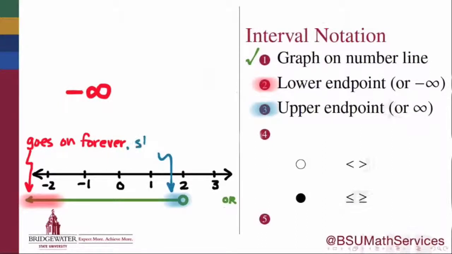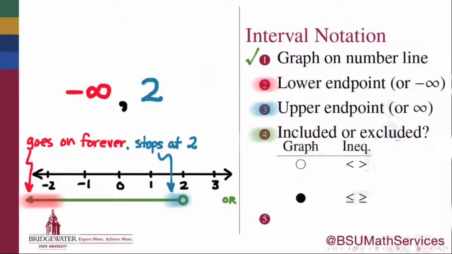Then we'll identify what is the upper endpoint. Where does this set stop as we move from left to right? In our example, the highest that our set goes is it gets up to 2. So it stops at 2. So the upper endpoint in our interval notation will be 2. We'll separate these two with a comma.